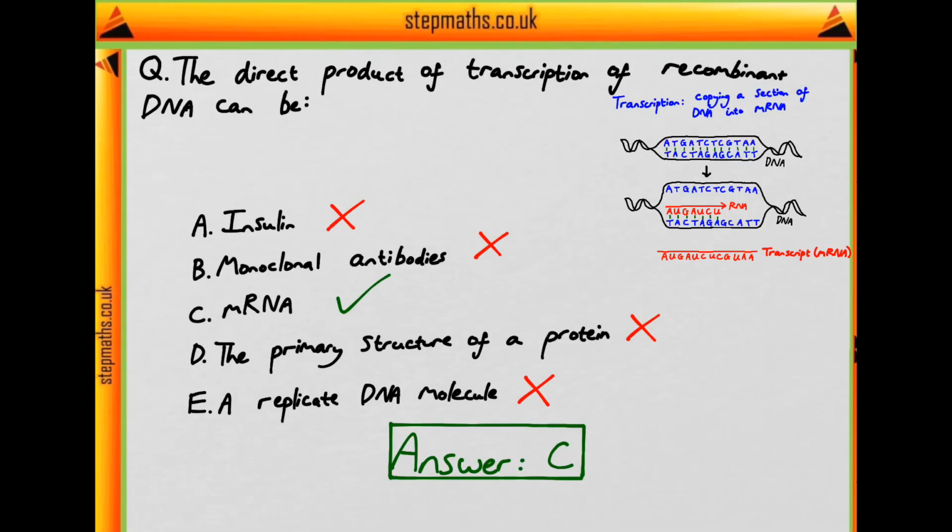And just as a side note, recombinant DNA is the product of experimentally modifying an organism's DNA so that it incorporates another organism's DNA into its DNA. And so the product of transcription of recombinant DNA will still be mRNA. So this recombinant DNA part is just to try and throw you off.